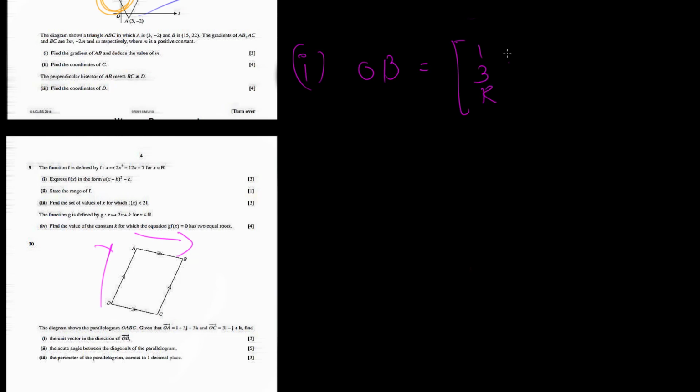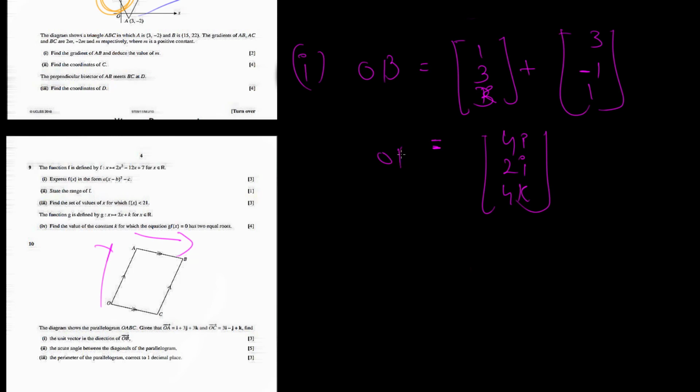So 1, 3, 3, which is O to A, plus 3, 1, 1, which is your O to C. This should give us the answer 4i, 2j, 4k, and that's your answer, O to B.